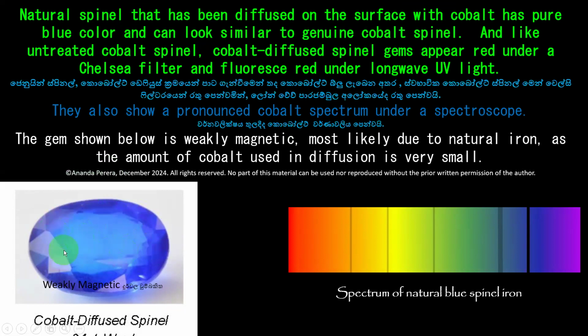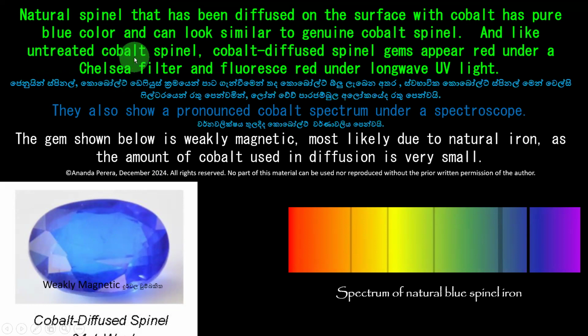That is the reason. Natural spinel that has been diffused on the surface with cobalt has pure blue color like this. This is diffused spinel, synthetically created, where cobalt is diffused into the stone. It can look similar to genuine cobalt spinel. It only looks similar. Inside, the chemistry is different.